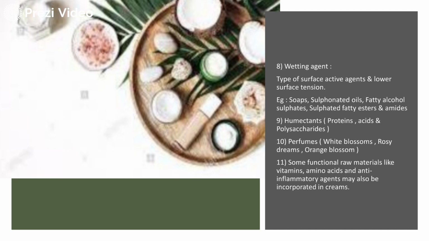And sometimes some functional raw materials like vitamins. For example, when you go for the manufacturing of cosmeceuticals, vitamins, amino acids, anti-inflammatory agents are also incorporated into creams. These substances are added to penetrate deep inside and repair the skin if there is some problem, some skin condition, skin rashes. So these constituents help in removing these kinds of problems.